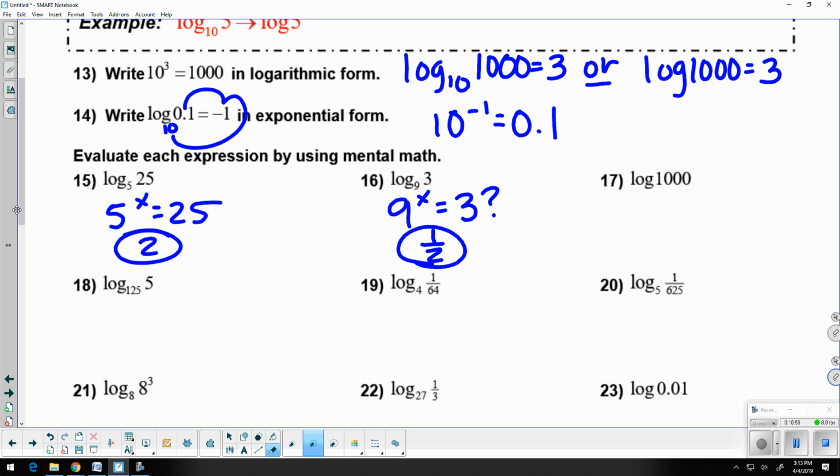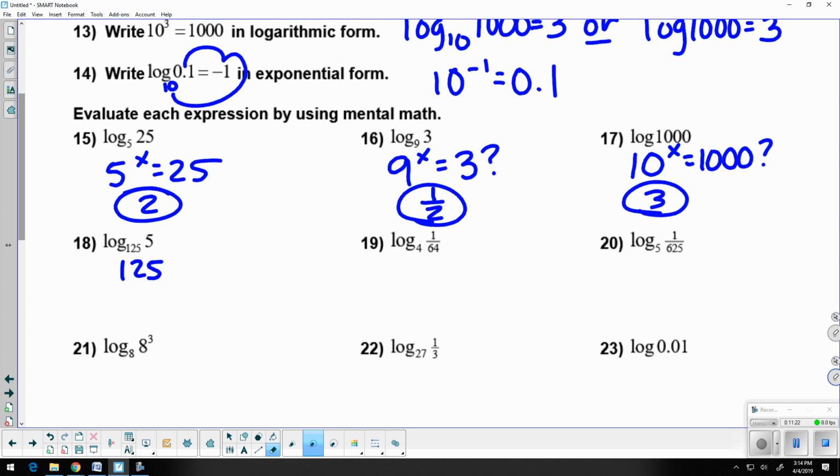Okay? For the next one, number 17. What's log 1000? Well, the question is this, right? 10 to what power is 1000 is the question. So if you don't see the base, you just assume it to be 10. So 10 to what power is going to be 1000? Hopefully that one's not too bad. That would just be 3. 10 cubed. So the next one, 18.